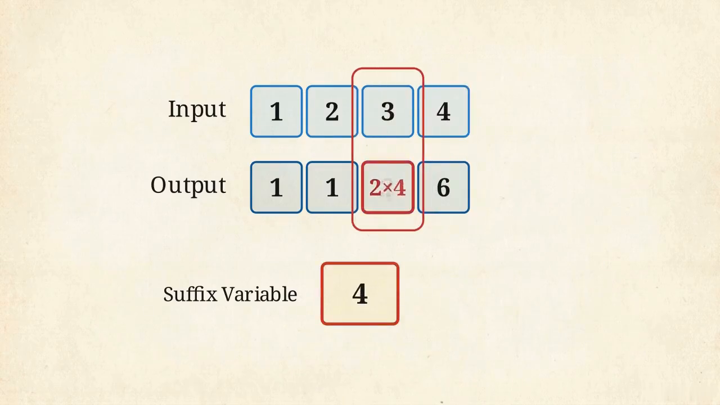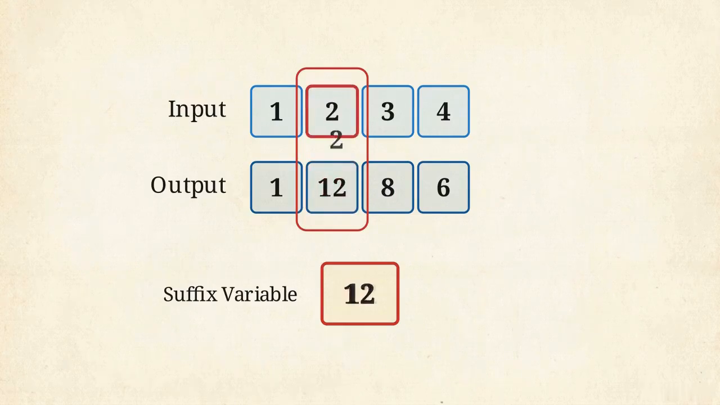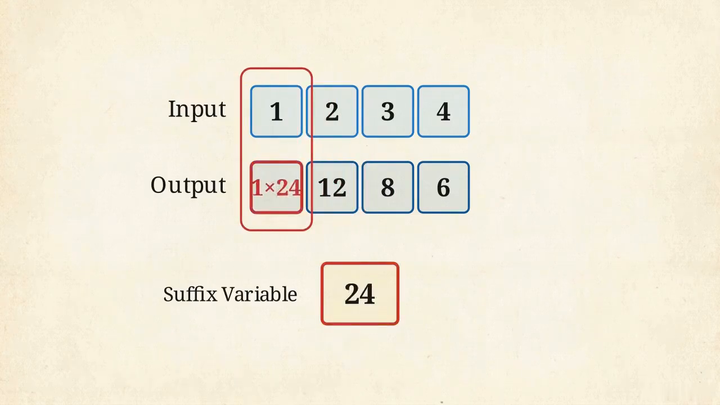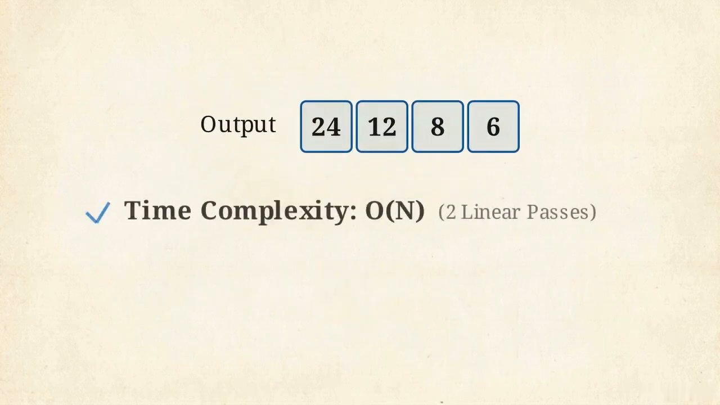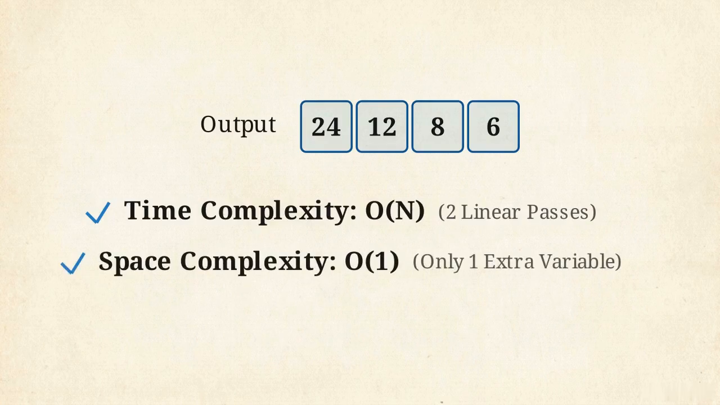Starting at 1, we multiply the stored prefixes by the running suffix, updating it step by step to build the final result. By utilizing the output array as our scratchpad and tracking the right-side products with a single integer variable, we successfully process the data in linear time using constant extra space.